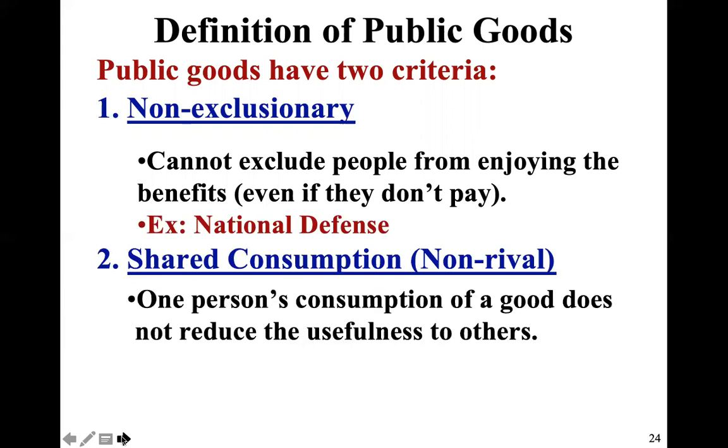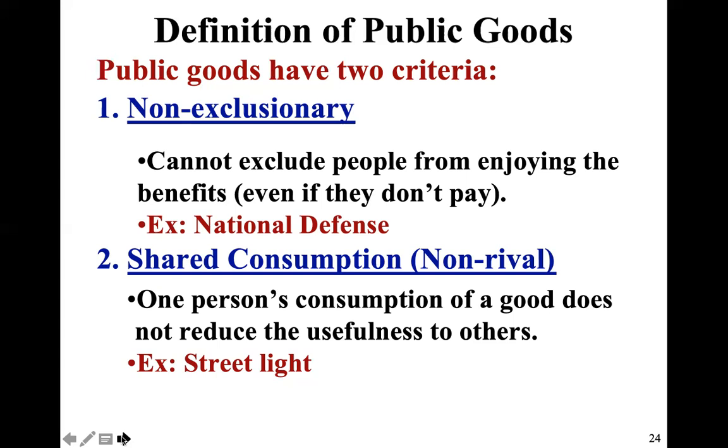And then the second criterion is shared consumption, also known as non-rivalry. This means that one person's consumption of a good does not reduce its usefulness to others. So a street light is a true public good, because it's non-exclusionary, but also because it's non-rival. If I'm walking down the street at night and enjoying the light of a street light, it doesn't stop you from walking down the street and enjoying it, and it doesn't stop another person from driving down the road and enjoying it. So we're not consuming the same unit at the same time. So it's going to be non-rival.